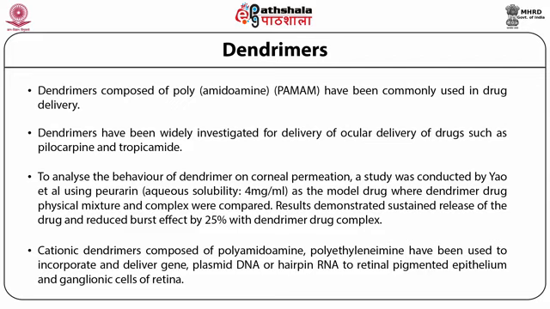Cationic dendrimers are composed of polyamidoamine, polyethylene, and have been used to incorporate and deliver genes, plasmid DNA or hairpin RNA to retinal pigmented epithelium and ganglionic cells of the retina. Cationic dendrimers have been fabricated to deliver anti-VEGF oligonucleotides in rats to treat choroidal neovascularization and were found to be retained in the retinal tissue for 2 months, causing significant suppression in VEGF expression.